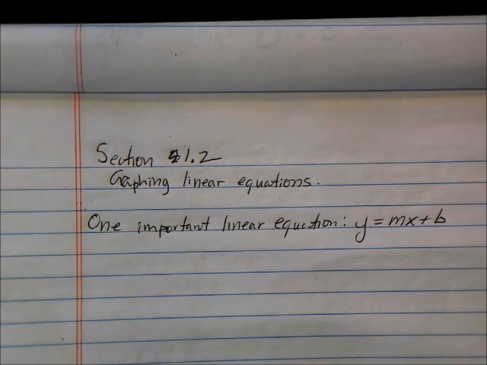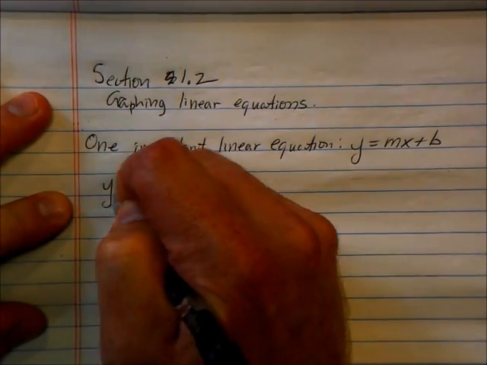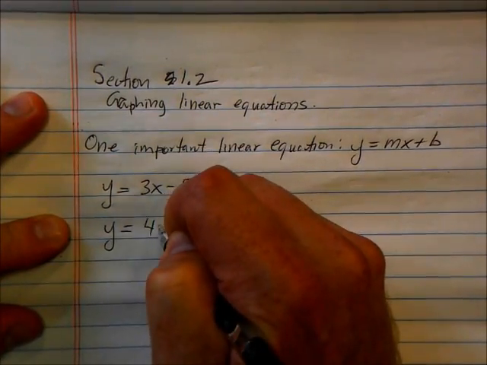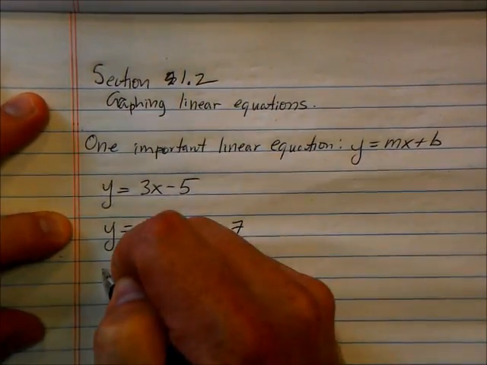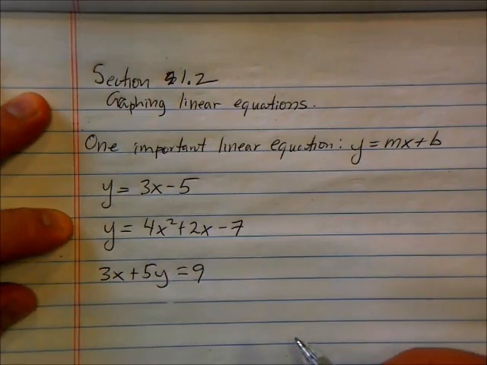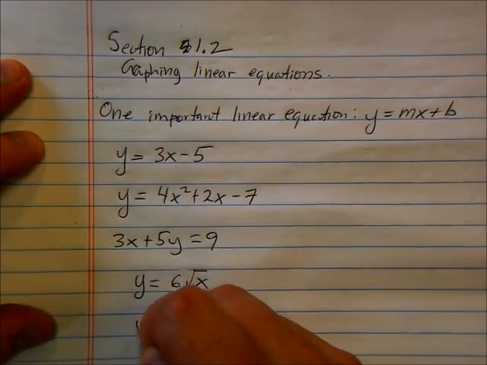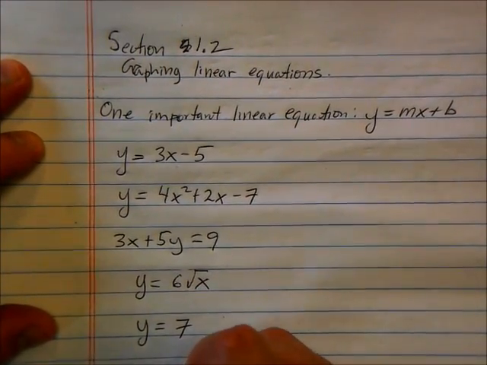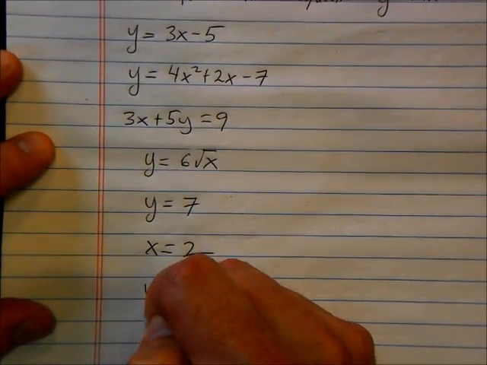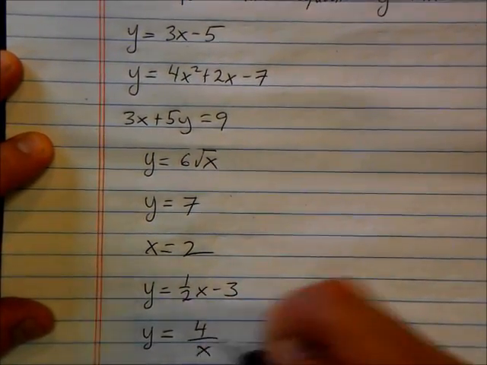All right, I'm going to write a bunch of equations on my piece of paper here, and you're going to tell me if they're linear or not. So I'm going to write y equals 3x minus 5. Y equals 4x squared plus 2x minus 7. 3x plus 5y equals 9. Some more equations. How about y equals 6 square root of x? Y equals 7. X equals 2. And then one more, maybe 2 more. Y equals 1/2 x minus 3. Y equals 4 over x.